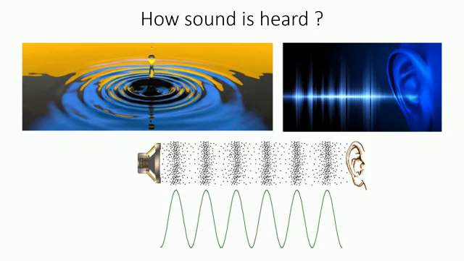How is sound heard? Let us do an activity. Take a small stone and throw it in the pond. When you throw the stone in the pond, you will see ripples or waves formed in the pond. Similar waves are important for sound to be heard.